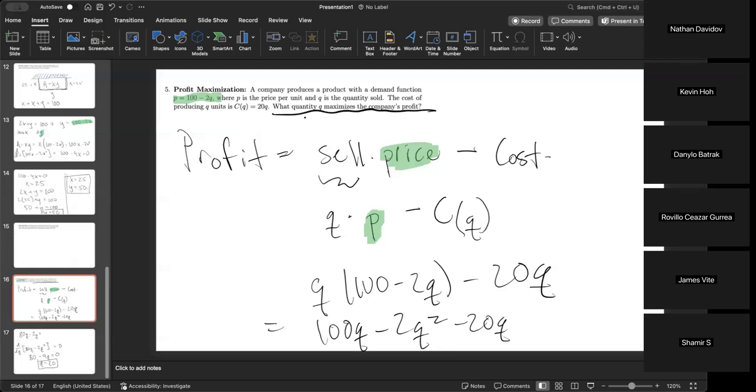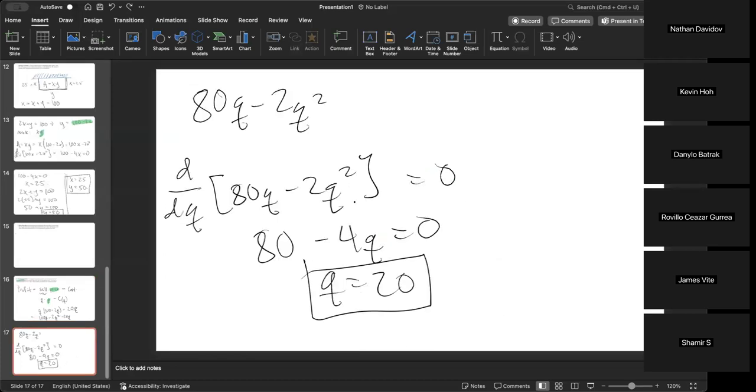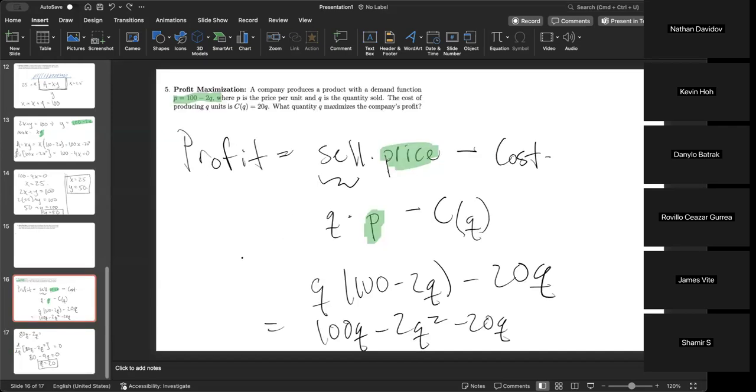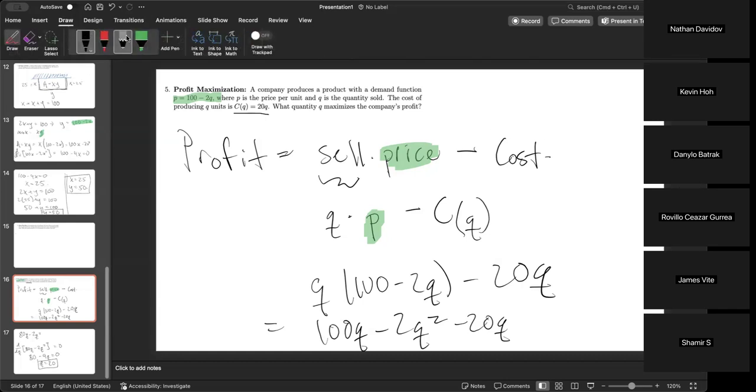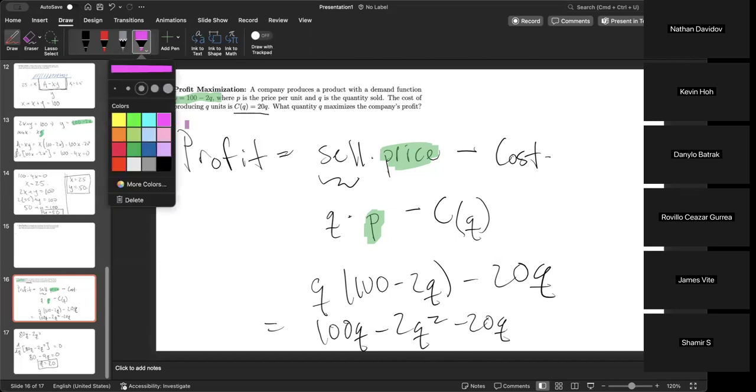The Q that maximizes the profit is 20. They should try to sell 20 of whatever it is they're trying to sell. Is that clear? Doesn't it say 20Q right there? No, that's the cost. So the profit is the amount that you sell times the price, minus the cost. So if it's 100 minus the 20, that's how you got 80. And then you just solve for Q.